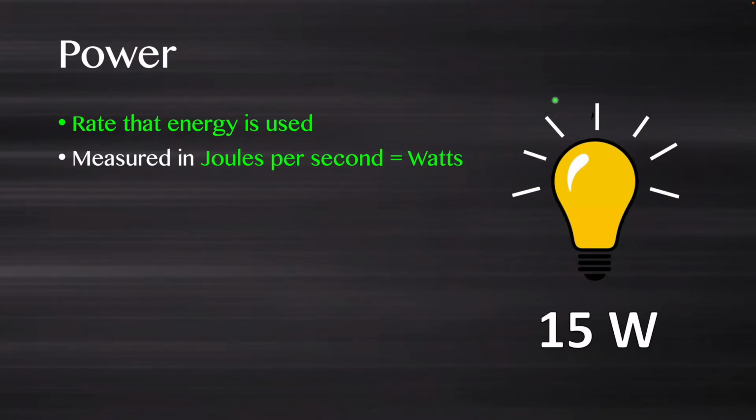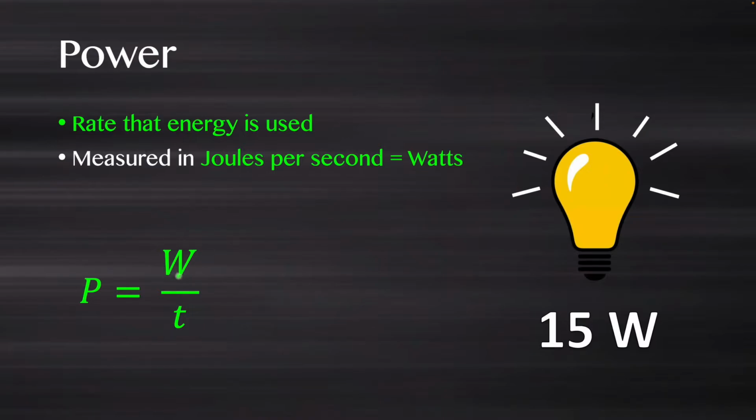Okay, so if this was using a higher amount of energy every second, it would have a higher rate of energy use, and it would have a higher power rating. Something like 20 watts or 25 watts is using more energy per second than a 15-watt bulb. Okay? And our formula for calculating power is P is equal to W over T.